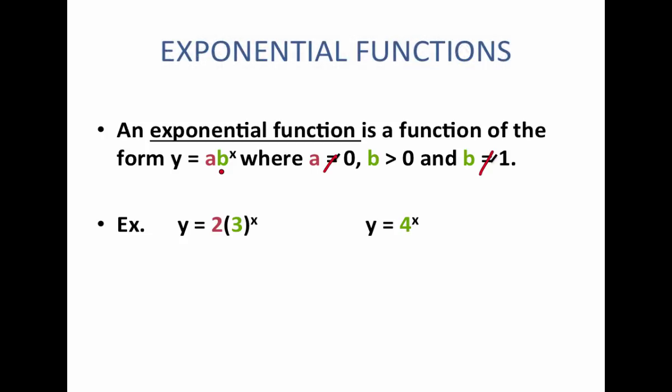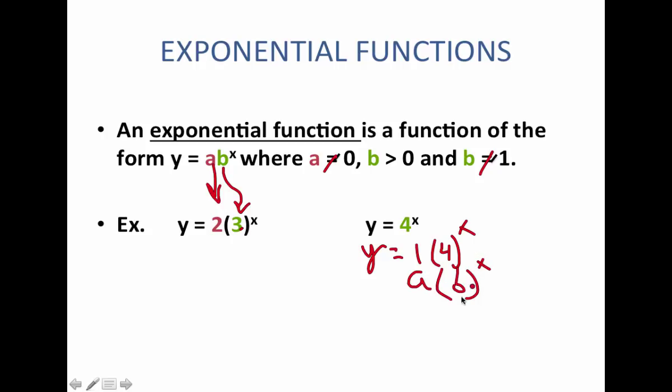Y equals 2 times 3 to the x. Notice, order of operations. You need to do 3 to the x before you multiply by 2. So the value of a here is 2. The value of b is 3. Over here, this could be considered y equals 1 times 4 to the x. So the value of a is 1 and b is 4. B is the base.